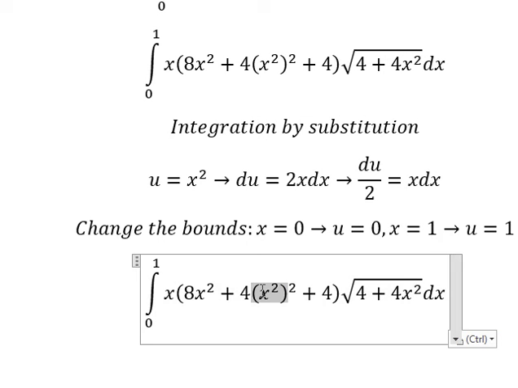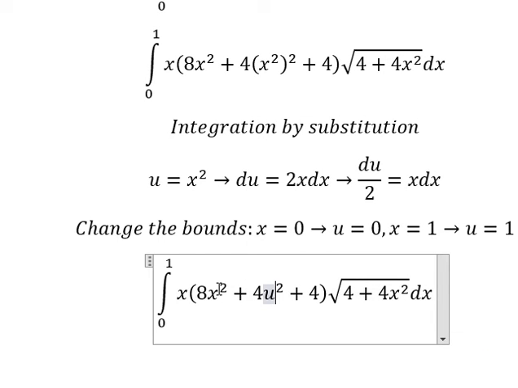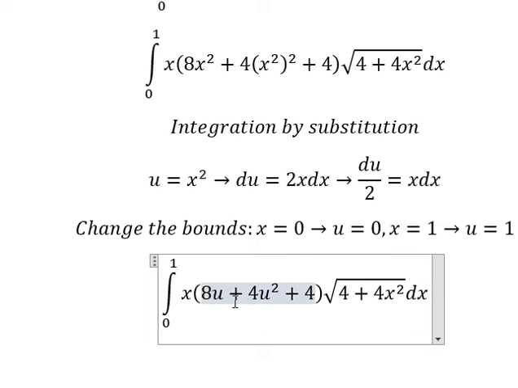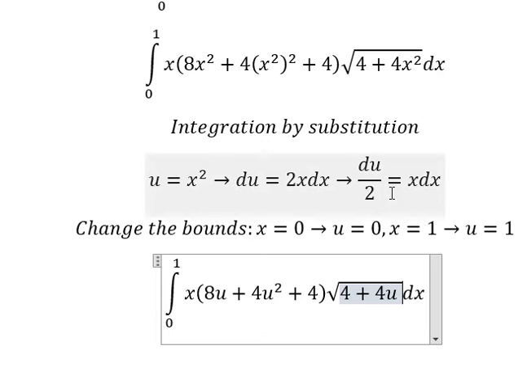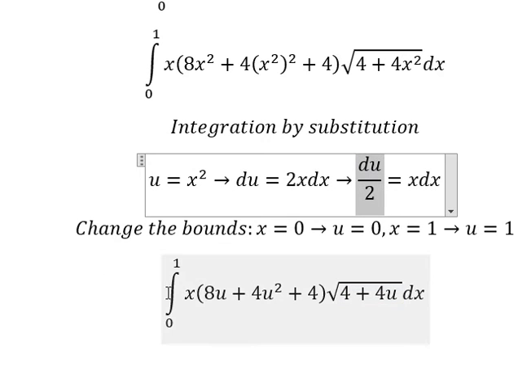So this one we change to u. This one we change to u. The x and dx we change to u over 2.